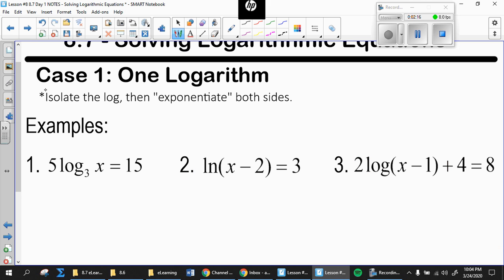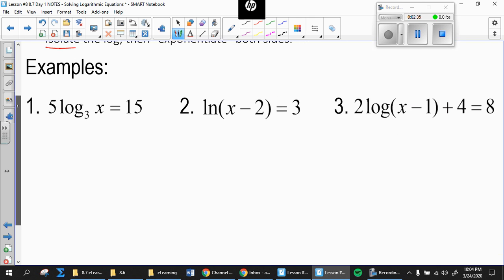So our steps: case 1 is the first type, where we just have one log on, usually, the left side of our equation. Same thing as what we do with the exponentials, we're going to isolate. So we're going to get the log by itself, and then we're going to exponentiate both sides. That's going to cancel out the log and allow us to solve it.